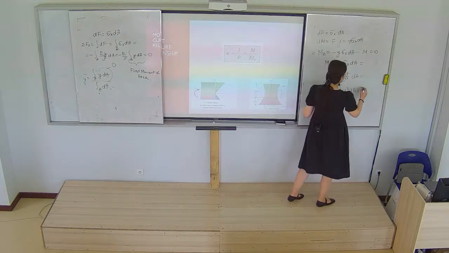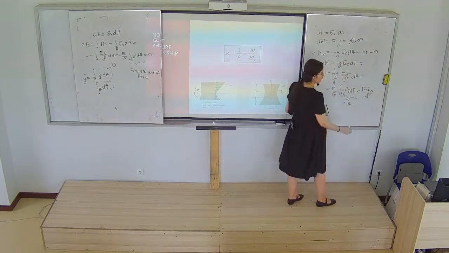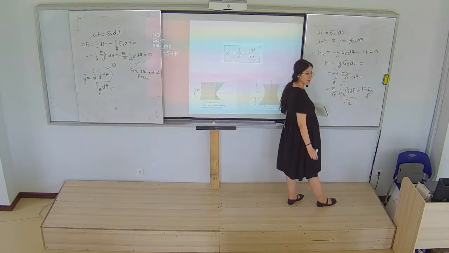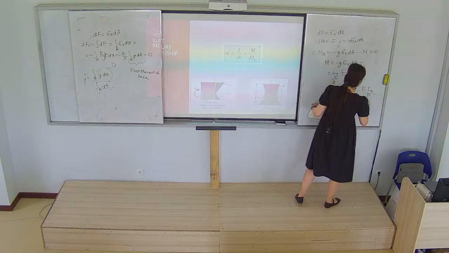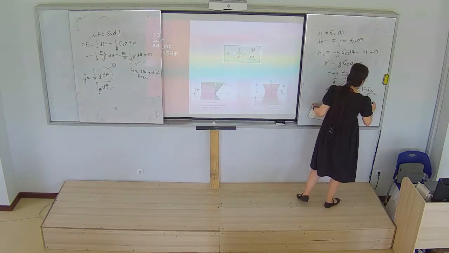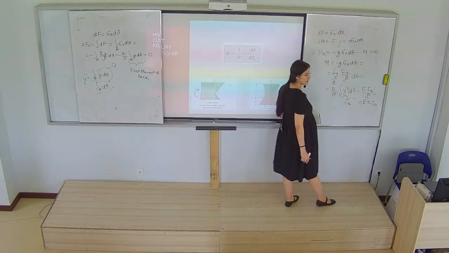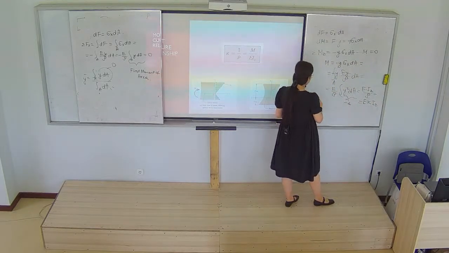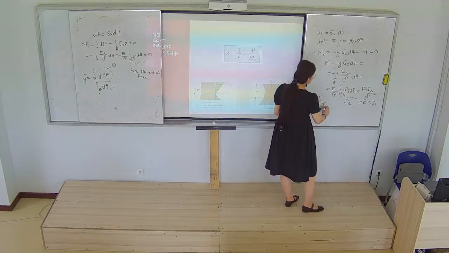So our formula will be changed. E multiplied by Iz divided by rho. 1 over rho gives us kappa, the curvature. So M is equal to E multiplied by kappa multiplied by Iz. From here, can I write kappa? Yes. Kappa is equal to M divided by E multiplied by Iz.